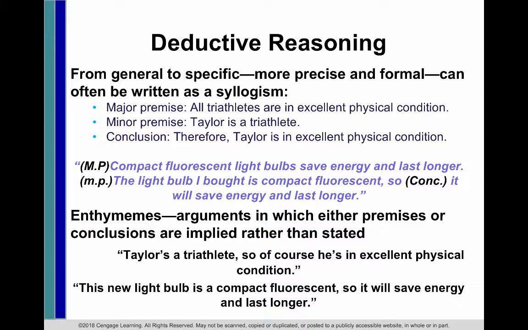The first premise is the major premise and is the general principle or statement. In the first example here, the major premise is a generally accepted statement: all triathletes are in excellent physical condition. The second claim is the minor premise, which is the specific instance. In this case, Taylor is a triathlete. So, since it's generally accepted that triathletes have to be in excellent condition to compete, we probably don't need to prove that claim to be true.